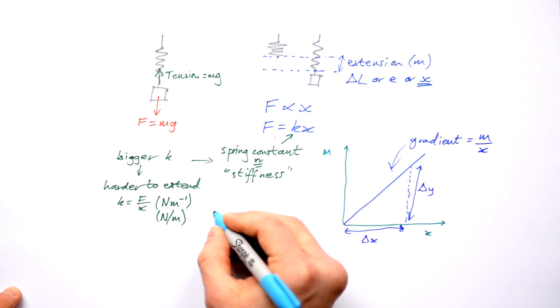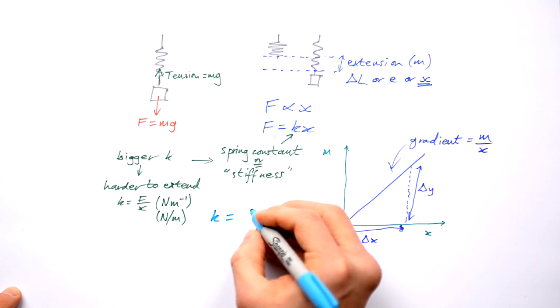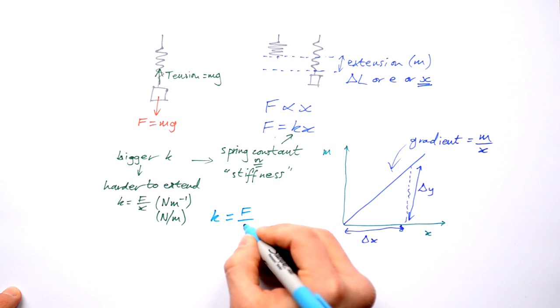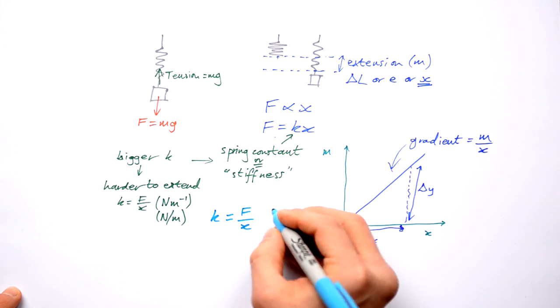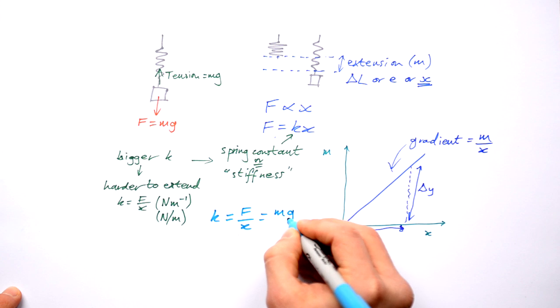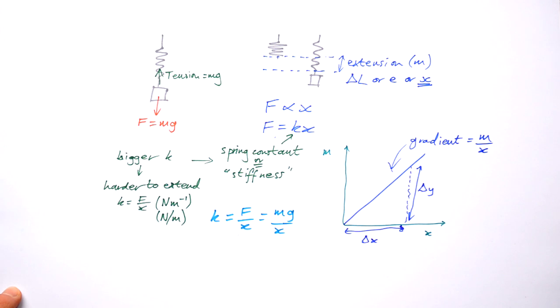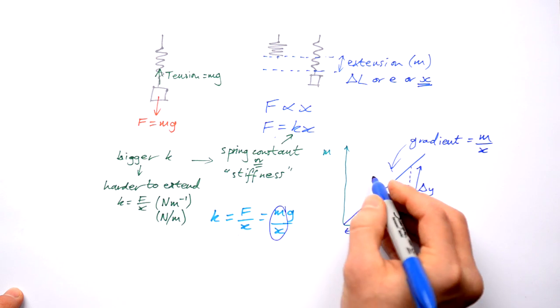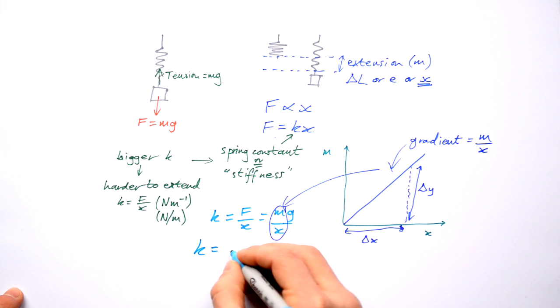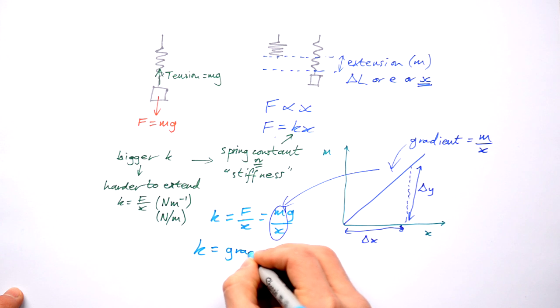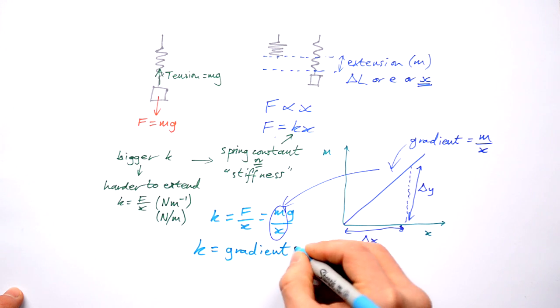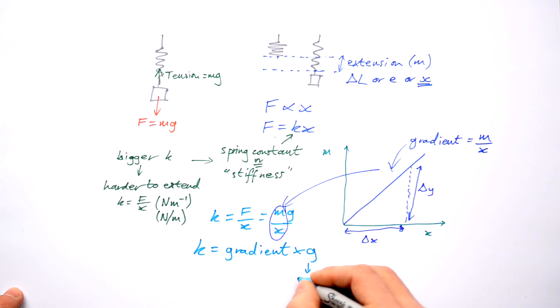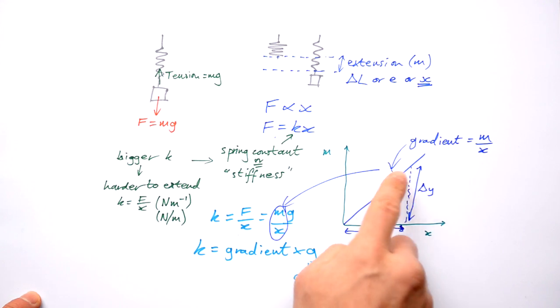And if the gradient is equal to m over x, we know that the spring constant is the force divided by extension, but we know that force is mg, so k is mg divided by x. So what is our gradient giving us? It's giving us this here. But to find out k, we can do gradient times g, which is going to be 9.8 if we're on Earth. Now this is the easiest way of doing it.